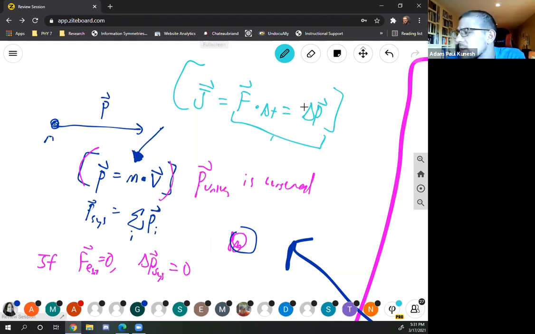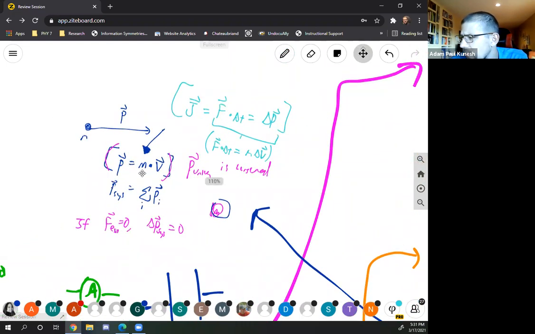Typically, the mass of our system doesn't change, so usually I can write F times delta t is m delta v. When the mass changes, this equation breaks. So I'm not going to box it, but this is how I usually think of it. Forces cause changes in velocity.